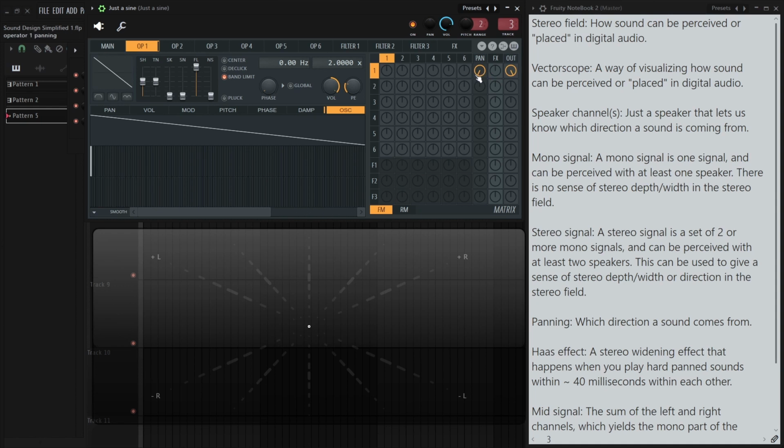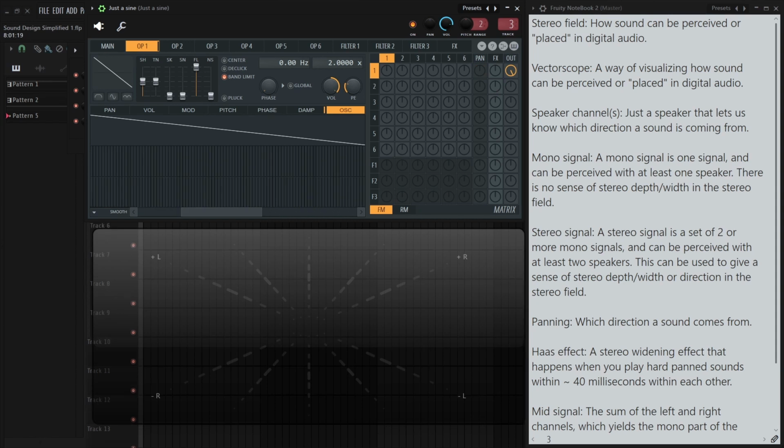Only our left channel is playing. And if we go all the way to the right, only our right channel plays. And everything in between, that's what that feels like.